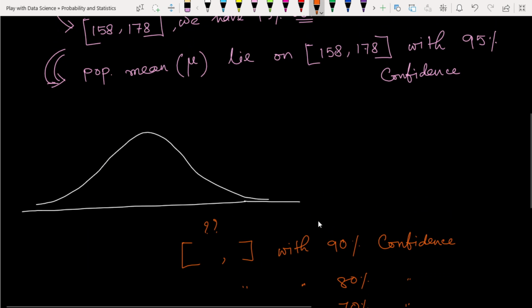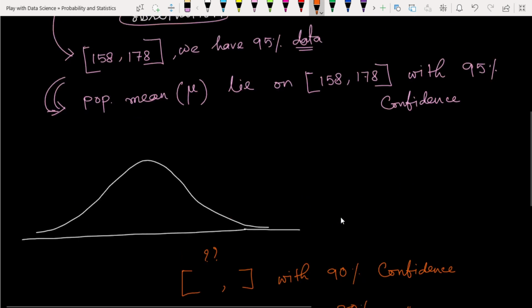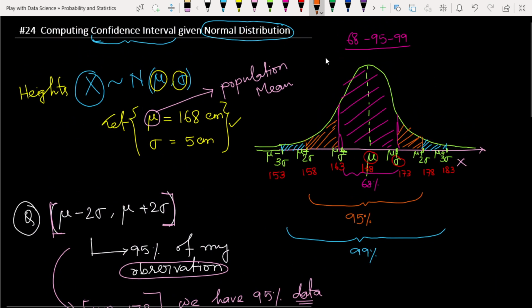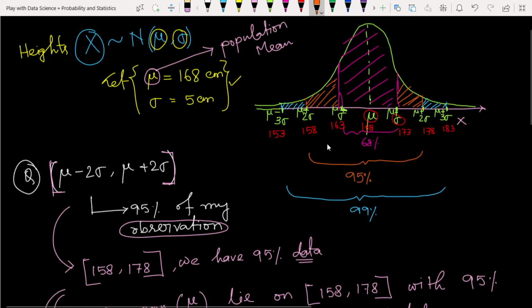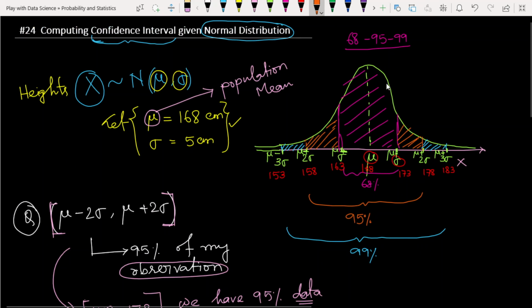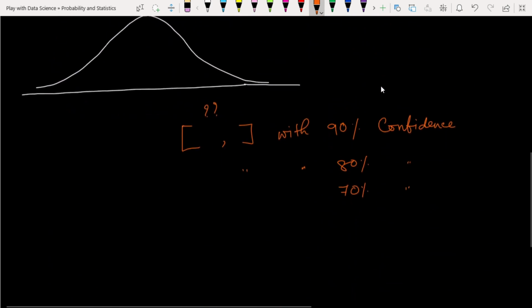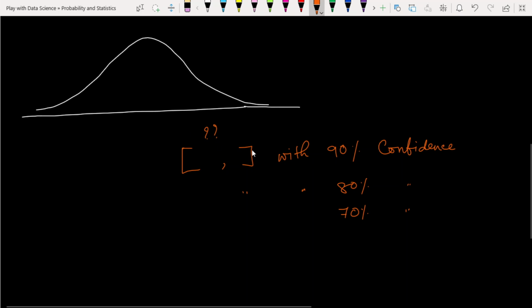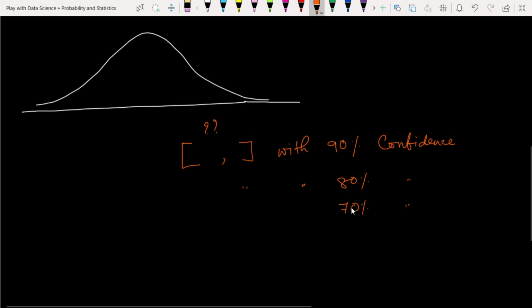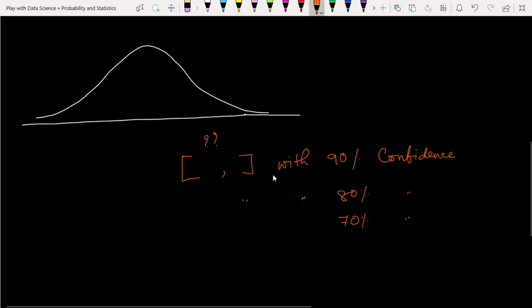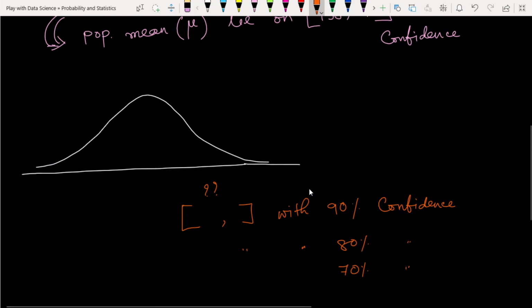If we want to find this kind of answer, and we know that for Gaussian distributions this formula holds, then we can easily find the interval for 68, 95, 99. But if we don't know what the range will be for 90% confidence, for 80%, for 70%, we don't know anything about this. So in that situation, how will we find this interval range?